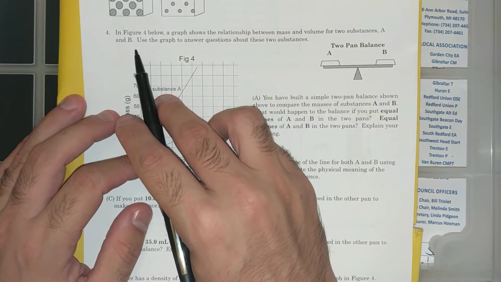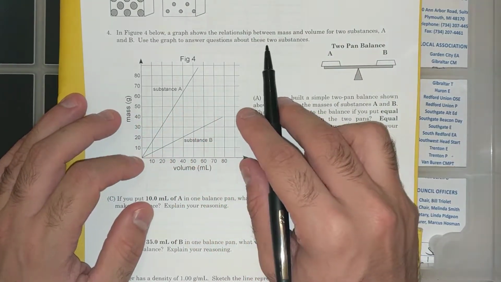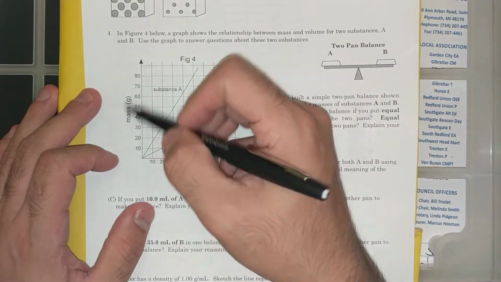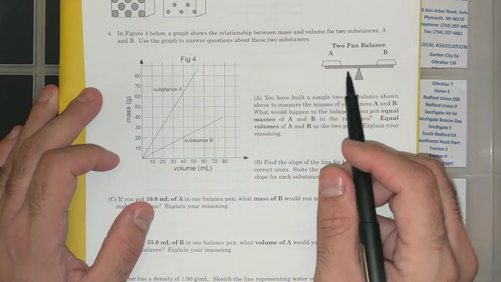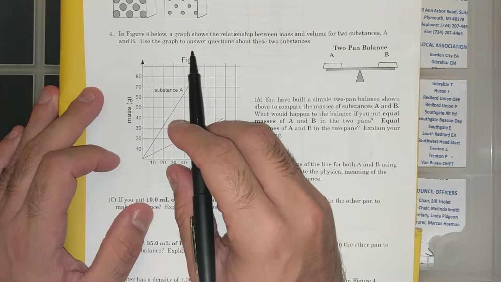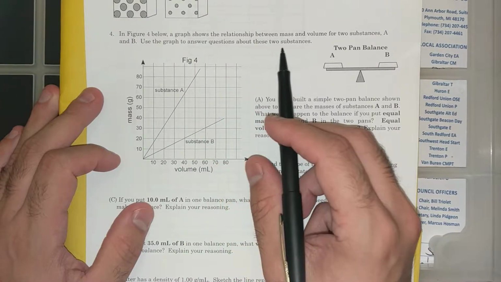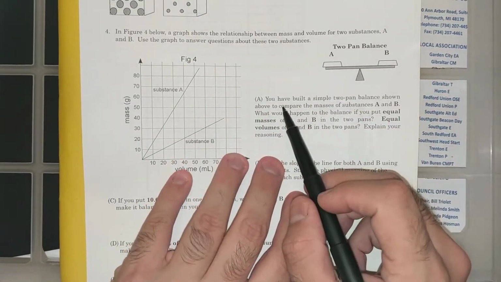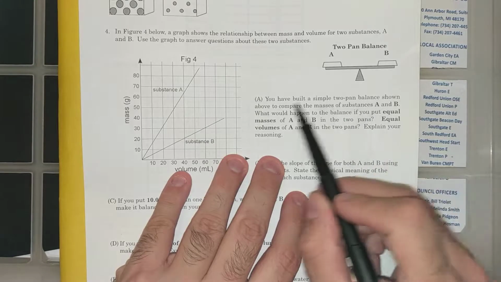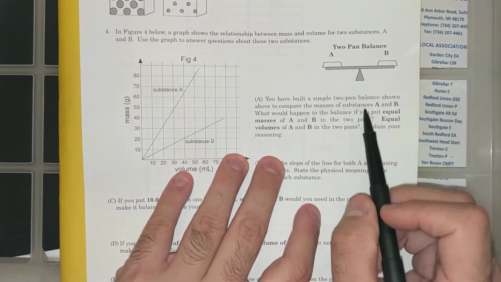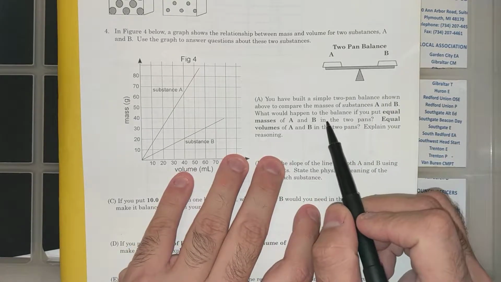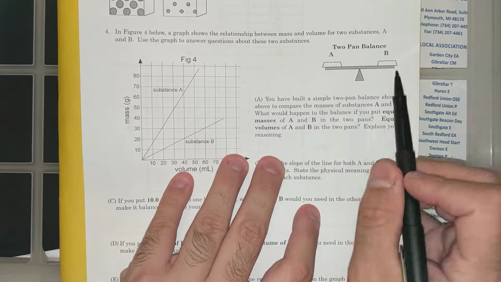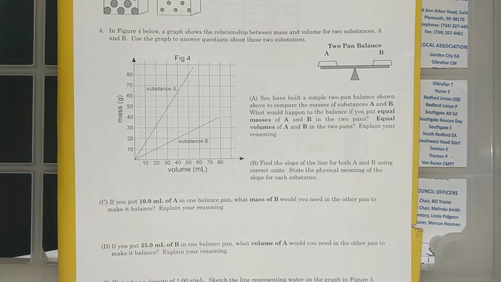So it says, in figure 4, below, a graph shows a relationship between mass and volume, mass on the y-axis, volume on the x, for two substances. Use the graph to answer questions about these two substances. You have built a simple two-pan balance shown above. So I have this two-pan balance. What would happen to the balance if you put equal masses of A and B in the two pans?